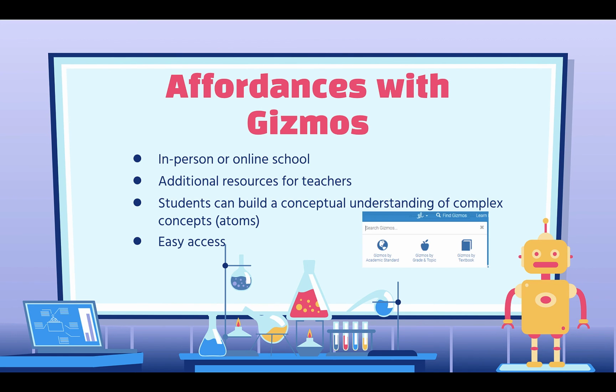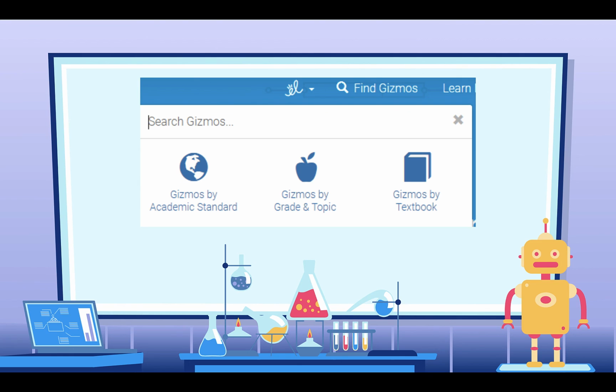Gizmos is also an easy site to navigate. It is simple to find topics. You can use the search engine and type in a word or a phrase, as you can see on this slide. You can search by category as well. You can search by grade, topic, and even strand. This is a screenshot from Gizmos, and it shows you what you'll see in that search engine.